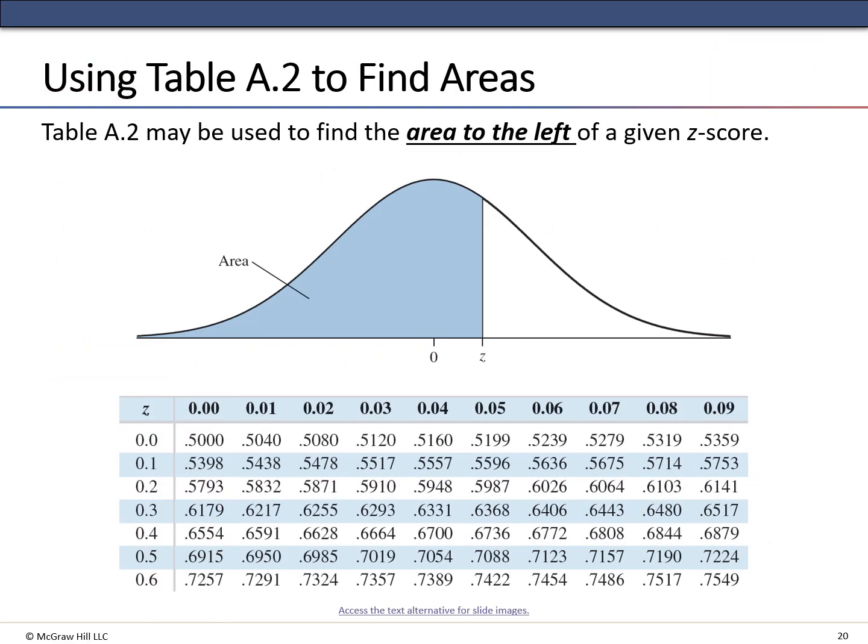So this is what I was talking about. If you can, you might want to hit pause and go print table A2, because we're going to do some exercises with this.